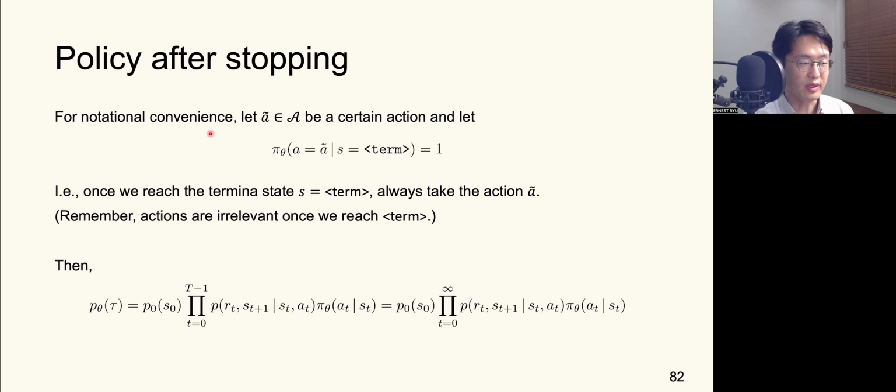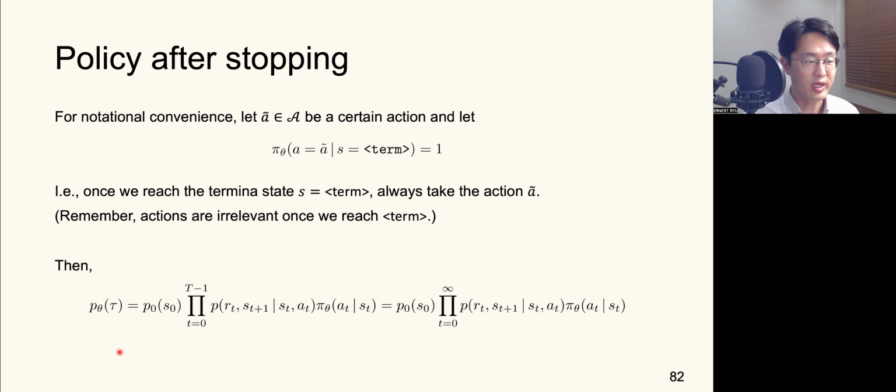For notational convenience, let's do the following. We'll let a tilde be one of the possible actions, and we will set pi theta to have probability 1 on this action a tilde if we are at the terminal state. In other words, once we reach the terminal state, then the policy pi will always take the specific action a tilde. Remember, once we reach the terminal state, whatever action we take is irrelevant because once we're at a terminal state, we can never escape.